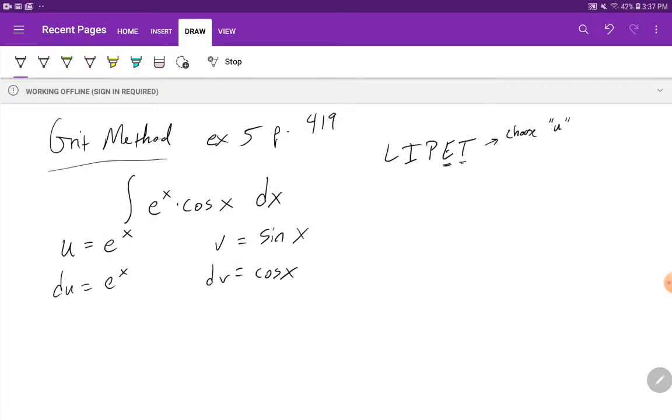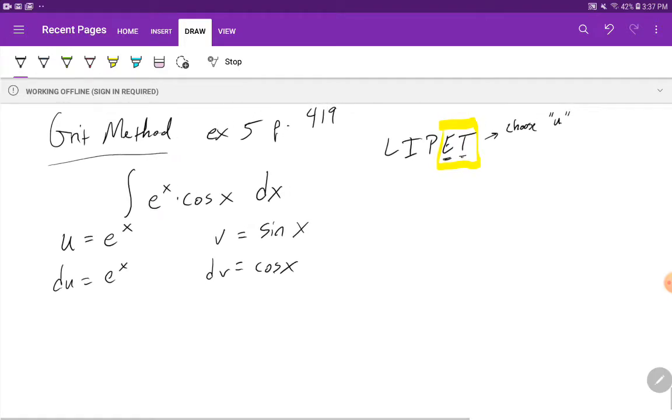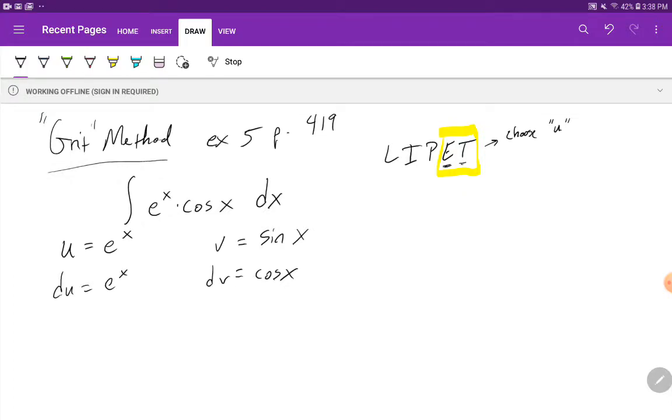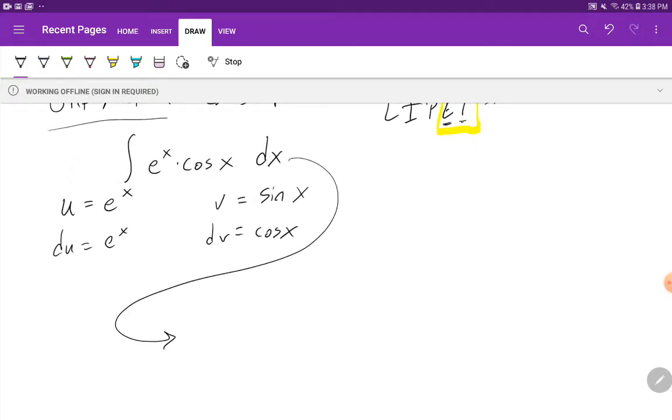I briefly mentioned this during the lecture, but we noticed that e and t are at the end of our list, and the reason they're at the end is because when we choose a u, we normally want the u to cancel something out or go away. But in this case, both the exponential and trig functions keep reoccurring, right? They just keep on coming back. So let's see what happens in this example, and you'll see why it's called the grit method in a second. All right, so let me use our formula here: uv minus integral of v du.